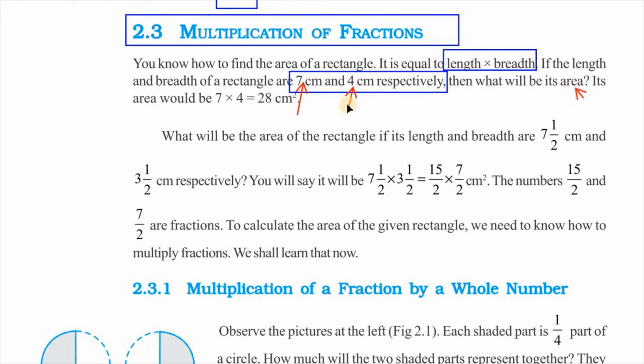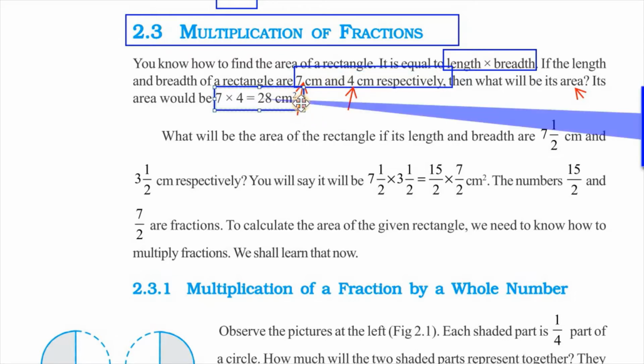So we know the formula for the area of a rectangle is equal to length into breadth. Therefore, the area would be 7 into 4, or 28 centimeter square. Whenever we are finding the area of something, we have to make sure that we use the proper units. In this case, because there are centimeters, you have centimeter square.